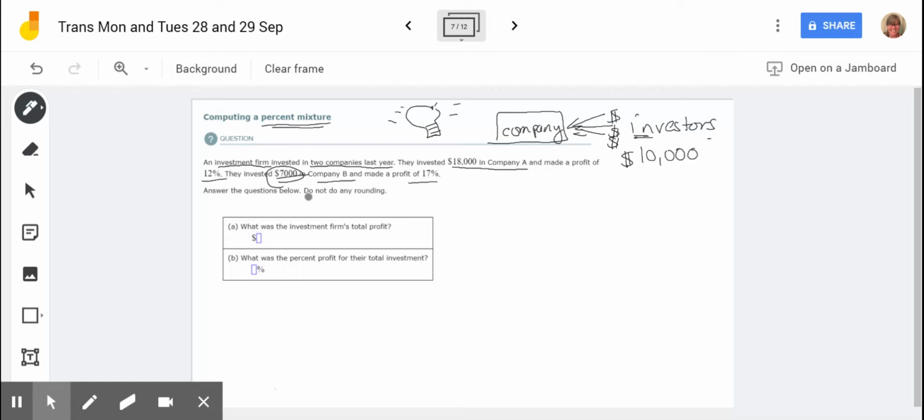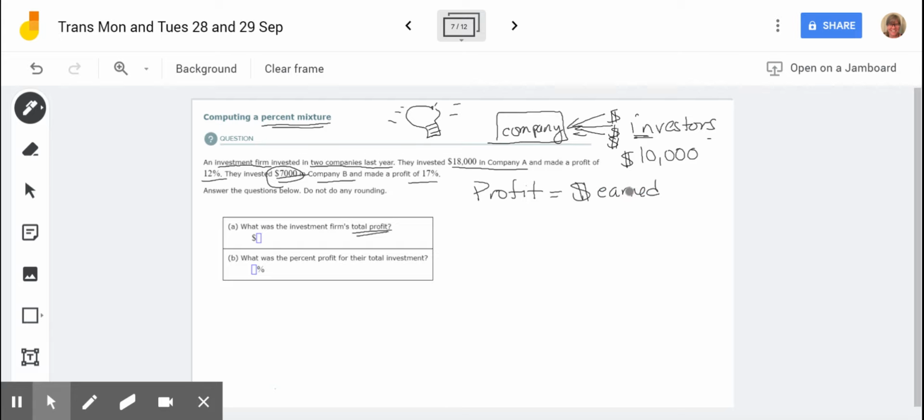Okay, it says answer the questions below. Do not do any rounding. What was the investment's total profit? For that, you need to understand what profit means. Profit is not the money you invested, but the money you earned. And I shouldn't even call it earned. It's not like you earned it, but you got it. Basically, you invested your money, so you earned it, but not like you worked for it. Anyway, whatever. It's the money you earned.